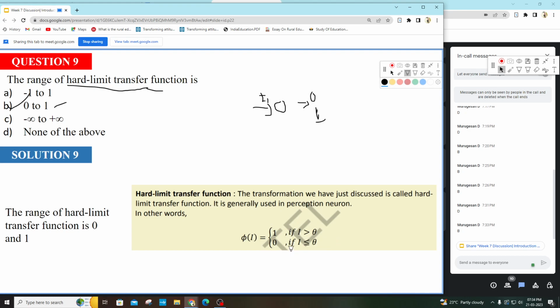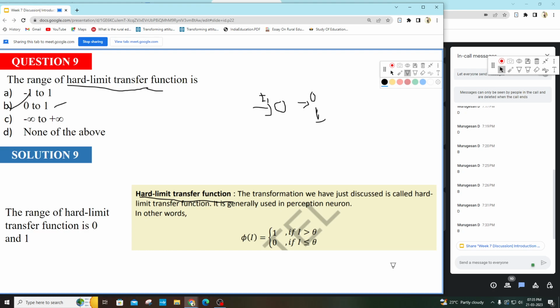After this threshold it gives 1, and before this threshold it gives 0, right? This theta is a threshold value. After this threshold it is giving 1, and before this threshold it is giving 0. It is not giving you 0.5 or -1 or some other value if it is lesser than your threshold. That is why I think it is known as the hard limit transfer function.